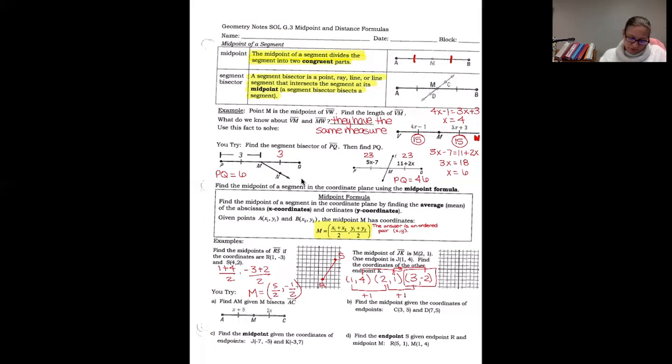Down here at the bottom, you try. Find AM, given M bisects AC. So x plus 5 is equal to 2x. So x is equal to 5. And 5 plus 5 is 10.